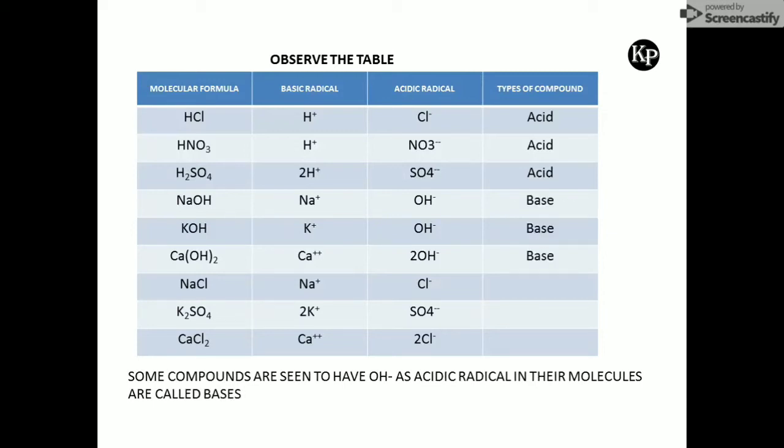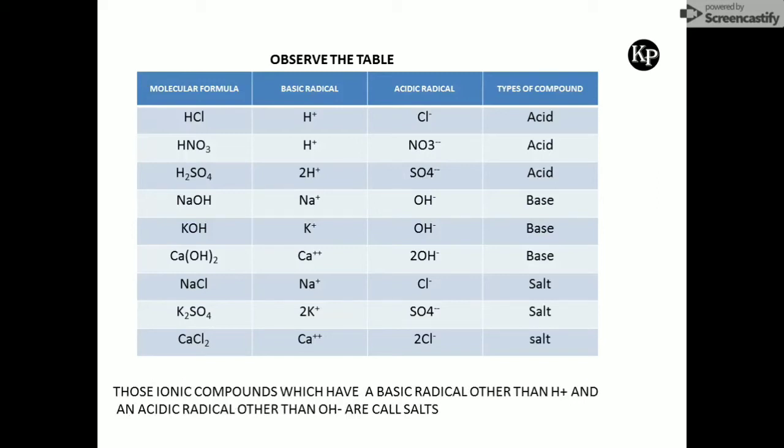Similarly, in the case of NaOH, KOH and Ca(OH)2, what happens? See, friends, in the acidic radical, OH- is there. So compounds that have OH- as the acidic radical in their molecules are called bases.